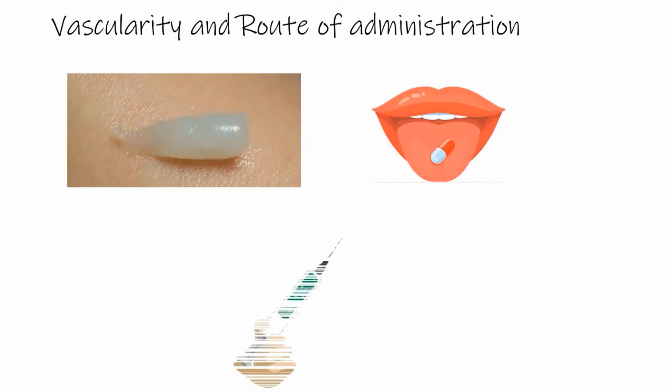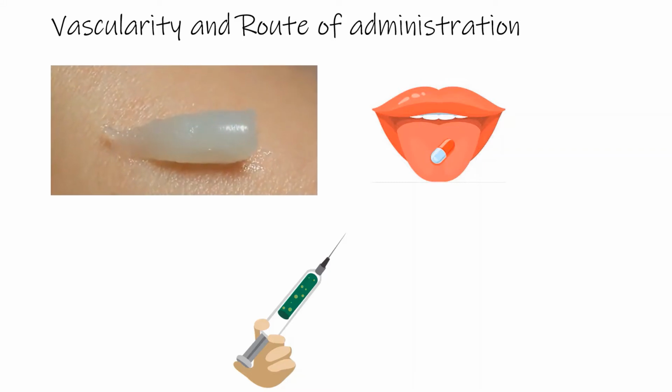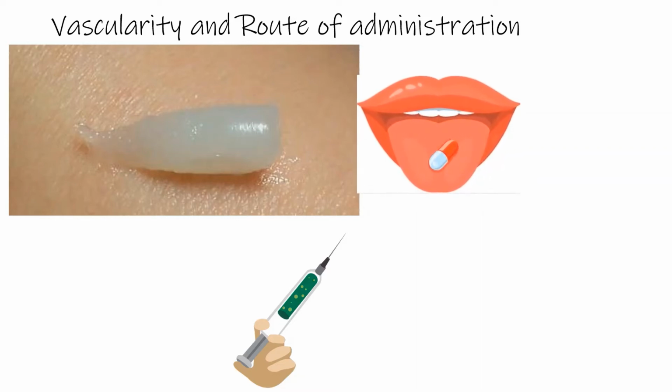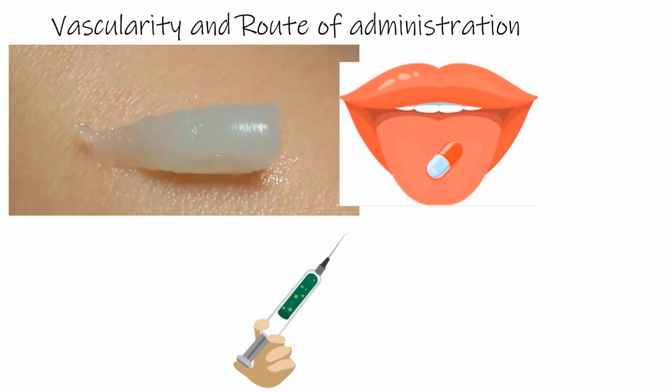Different routes of administration: topical, oral, subcutaneous, intramuscular, and intravenous. When it is intravenous, the drug is directly released into blood vessels. In case of topical, it has to cross skin to reach blood vessels. In case of oral, it has to go to the stomach or intestine for absorption into systemic circulation. In case of intramuscular and subcutaneous, it has to cross the mucosa level and the muscle layer to reach the blood vessels and thereby into systemic circulation.